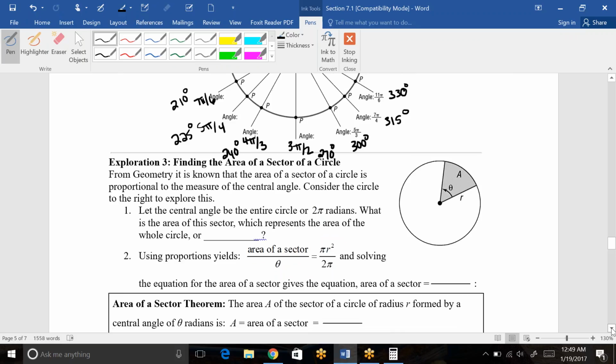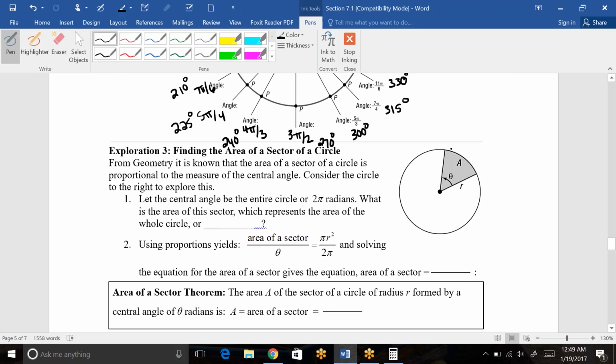Finding the area of a sector. So remember a minute ago we told you that the radius, the angle in radians, and the arc length, which was this outside part out here, all had a relationship to each other. Well, actually there's a relationship for the area of this little wedge as well. This is coming from geometry class from the high school level. It is known that the area of a sector of a circle is proportional to the measure of the central angle, which is this angle right here.